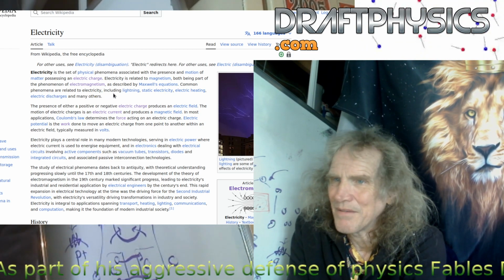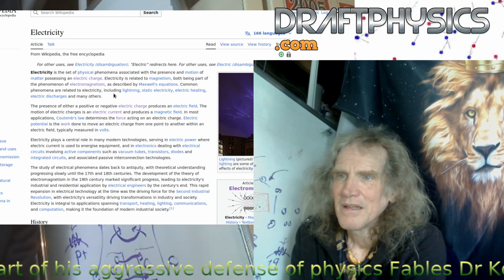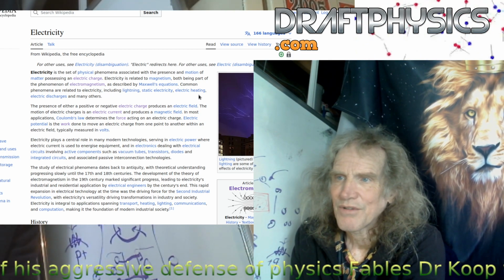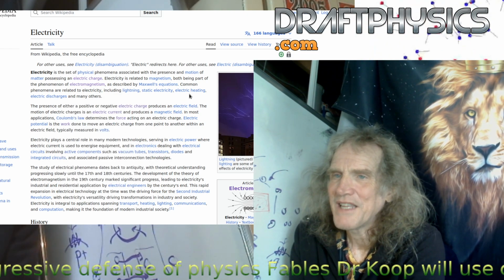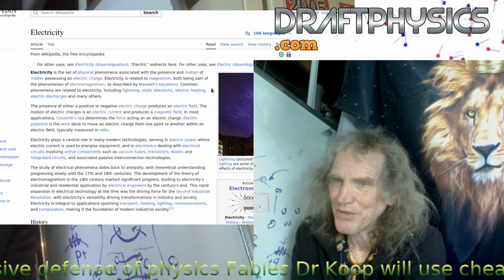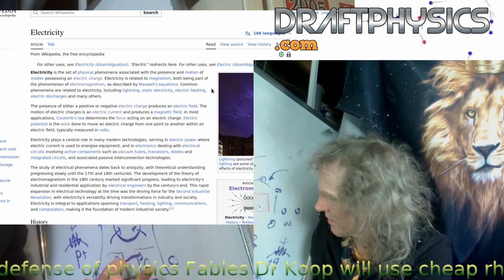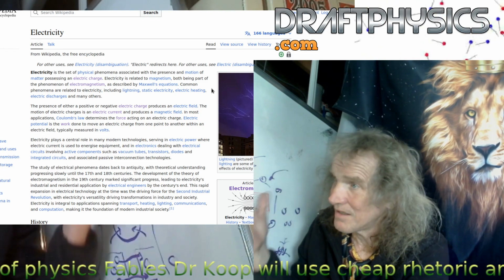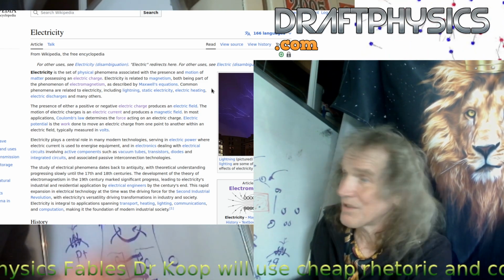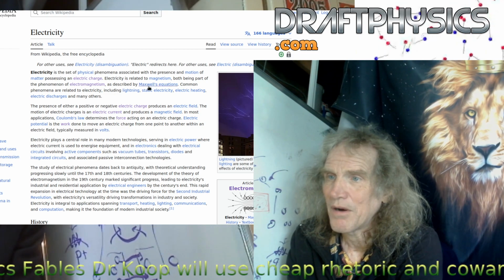Common phenomena related to electricity. So what is that even? Common phenomena like lightning, static electricity, electric heating, electric discharges, and many others. Electric heating, so again, this is just about what you're doing to the conductor. It's a poor conductor. It doesn't move the electrons very efficiently, and so the electrons end up pushing force out of the conductor. It starts falling apart.